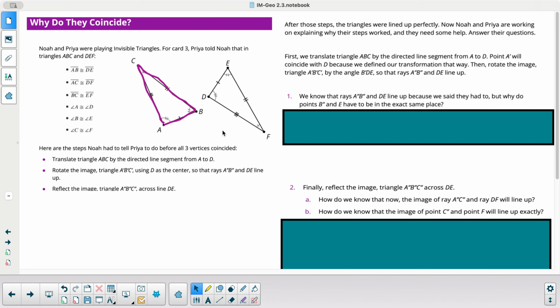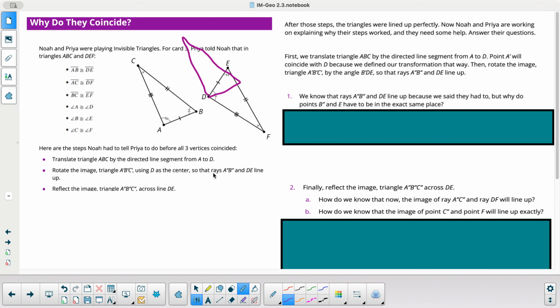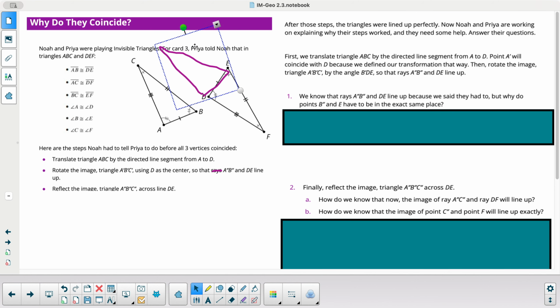Translate triangle ABC by the direct line segment from A to D. Rotate A prime, B prime, C prime using D as the center so that rays, I don't like how they call them ray, I would call them segment, but whatever, A double prime, B prime, that's this side here, and DE line up. This is my center, so I'm going to swing this triangle to the left there, and again, it won't let me keep that center in the same spot, so there it is, and then reflect across DE.